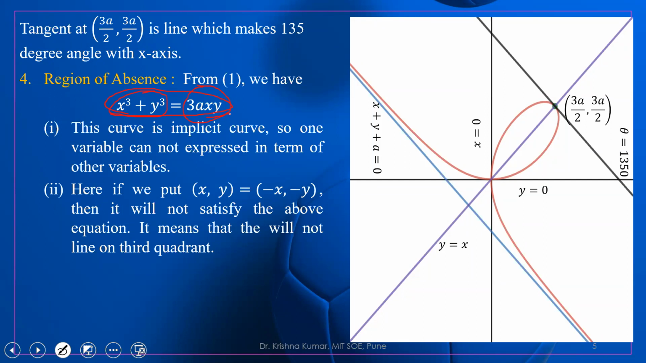And let us put x equal to 1, y equal to minus 1. So left hand side we are getting minus 2 and right hand side we are getting 3. So clearly this is not possible.